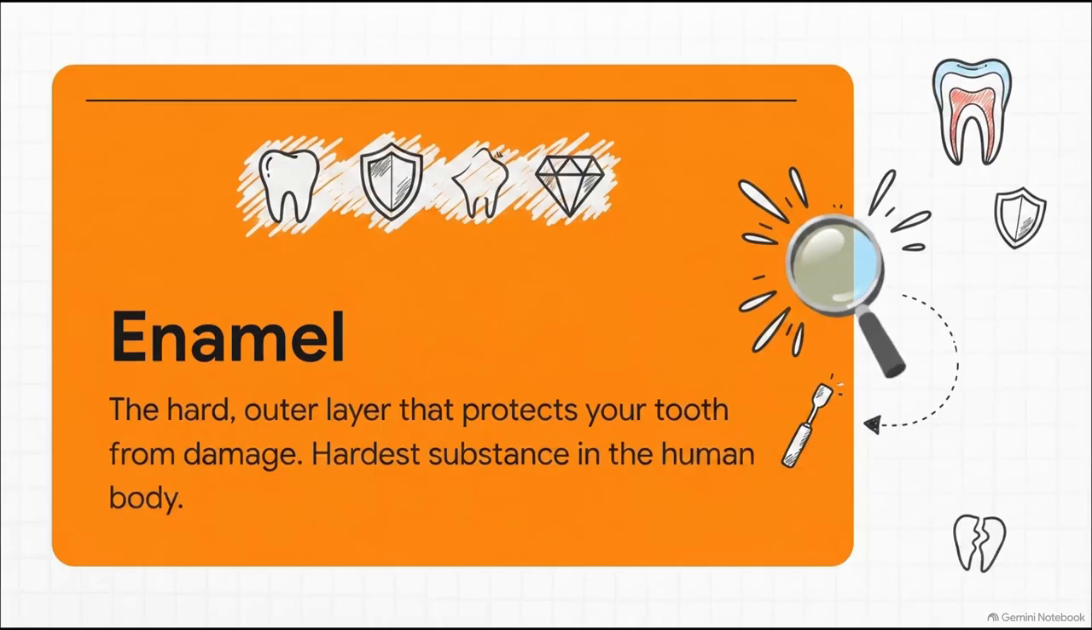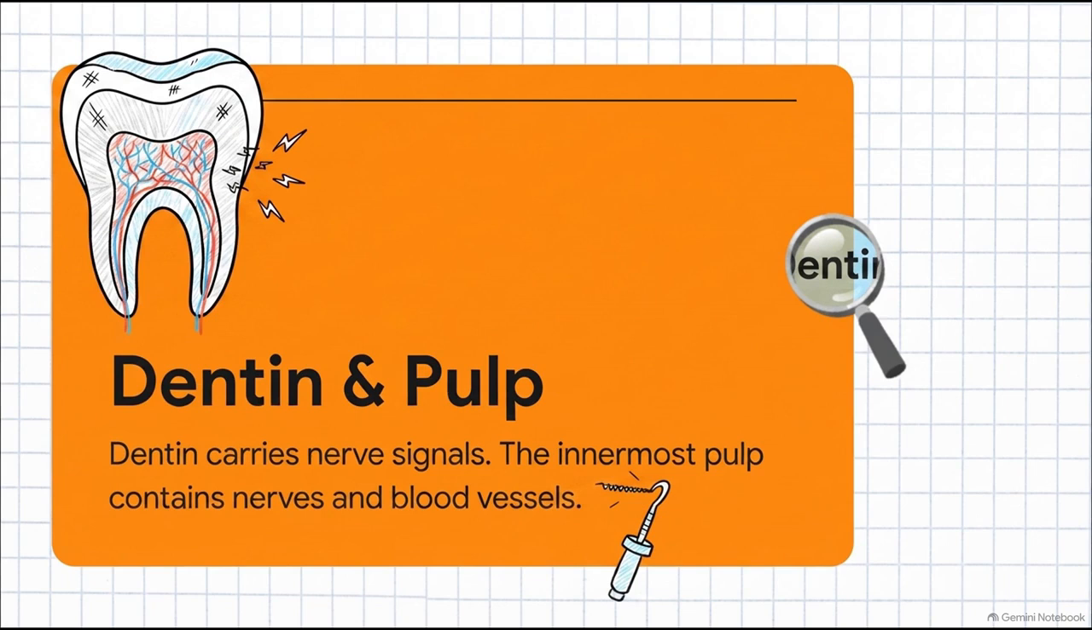What's really interesting here is understanding that when we code for surface-level decay or defects, we're dealing with the enamel. The enamel is that hard outer layer protecting your tooth from damage. It's actually the hardest substance in the human body, which is pretty amazing. So, when you see a procedure code for a simple restoration or filling, the dentist is primarily repairing damage to this tough outer shield.